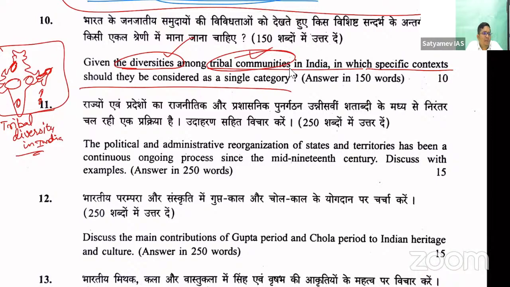But health, education, infrastructure, governance, rights of the tribals, rights and duties: in all these contexts, tribes should be considered in a single category. You will have to explain why you are considering that. You know that this idea of the tribal subplan is for considering the entire tribal population as a single category.